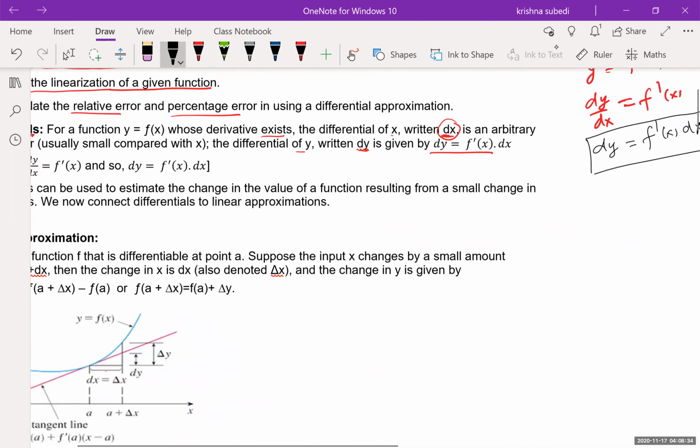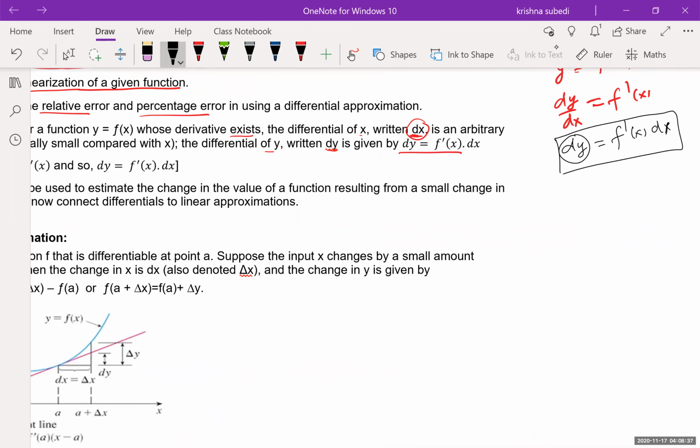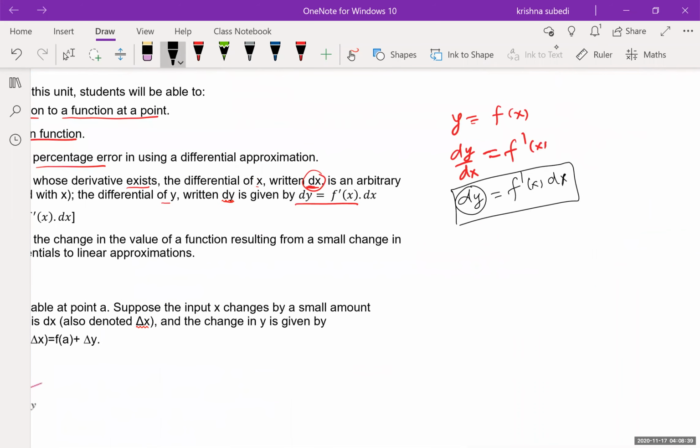The application of differential is this: when there is a change in x by dx, where dx means a small change in x, what will be the corresponding change in y? The corresponding change in y will be dy. So that's what it means, okay?